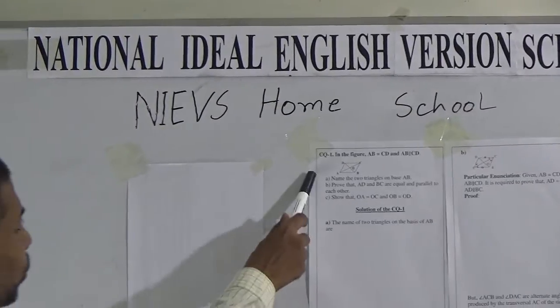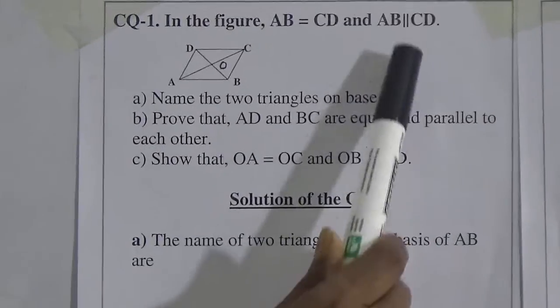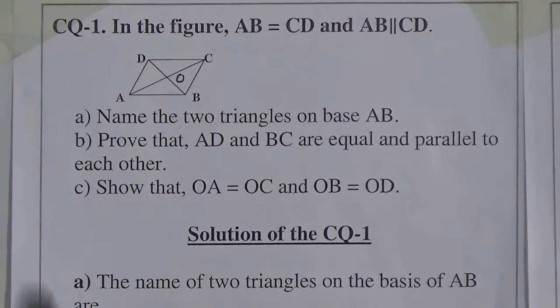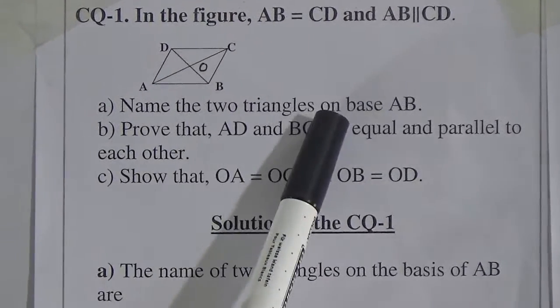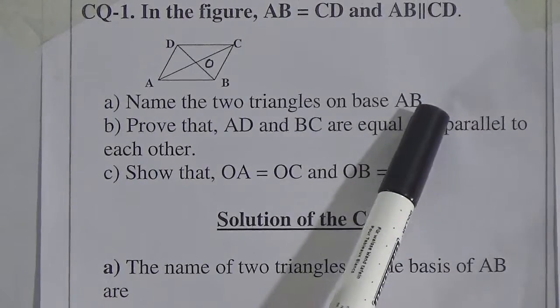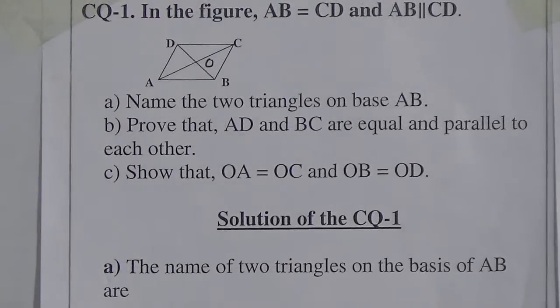Look, CQ1. In the figure, AB equal to CD and AB parallel CD. AB and CD are parallel. A number, name the two triangles on the basis AB. That means you have to write in such a way that it makes a triangle and their base must be AB.